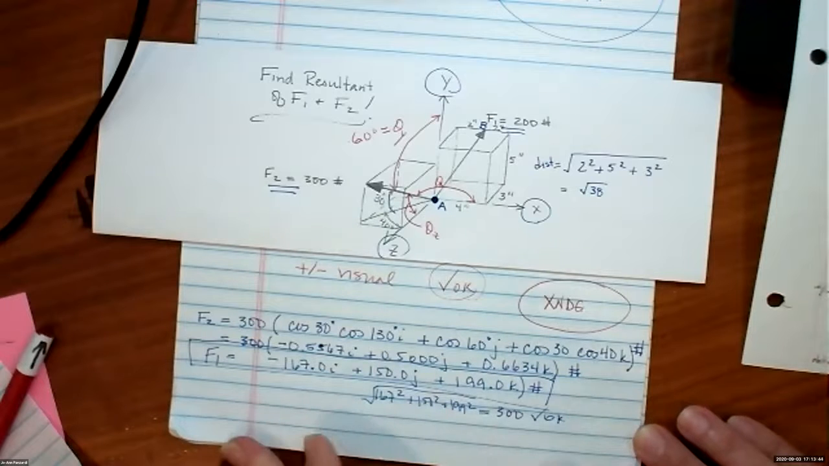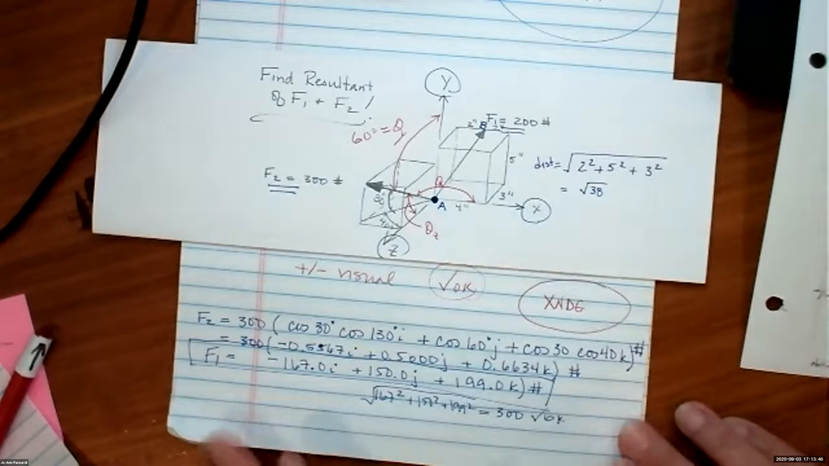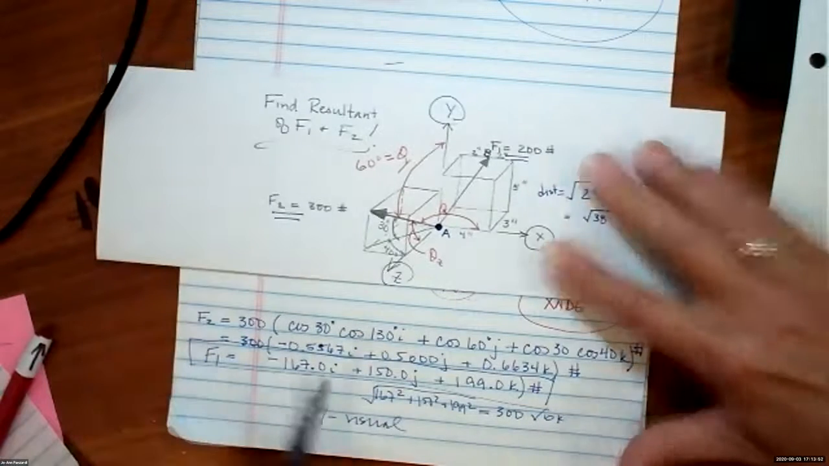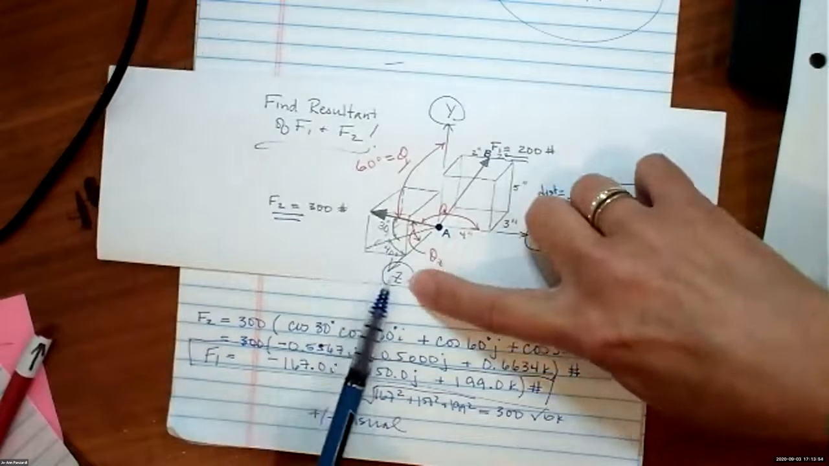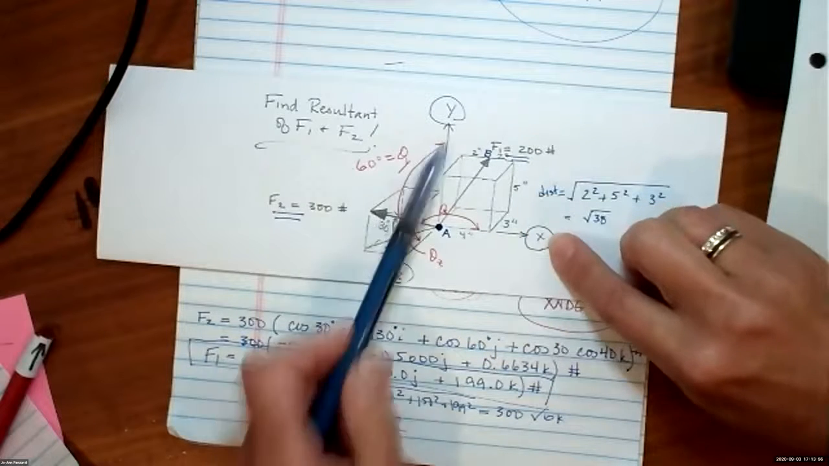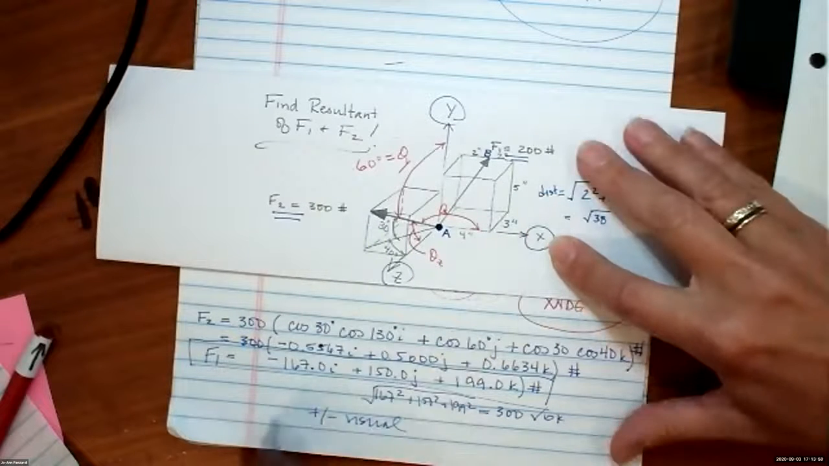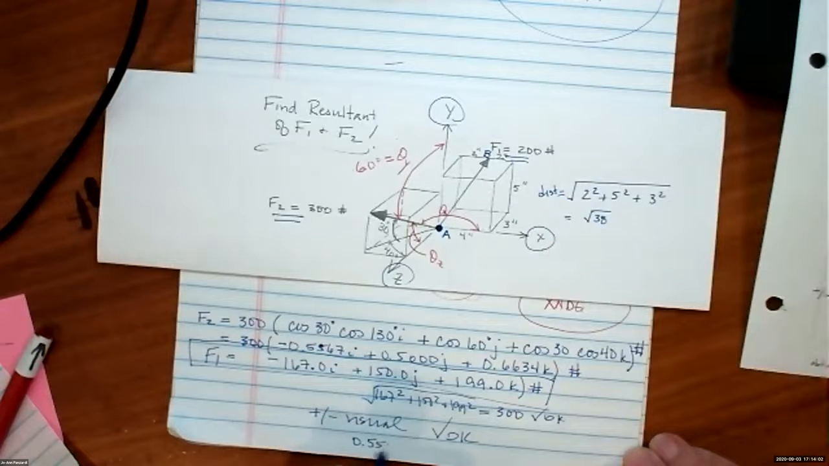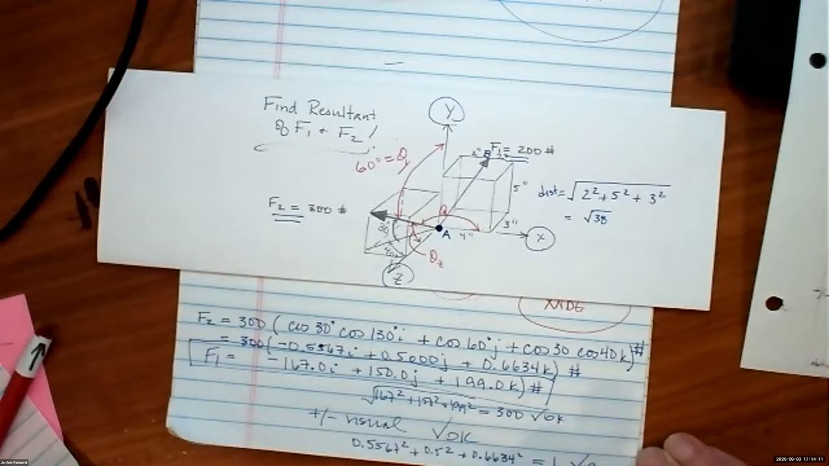Am I getting off the screen? No. And then I'm doing the positive negative visual check. Let's take a look back at the picture. Z should be positive. Y should be positive, but X should be negative. Good. And then I'm going to do the unit vector check. 0.5567 squared plus 0.5 squared plus 0.6634 squared equals 1, and it does.